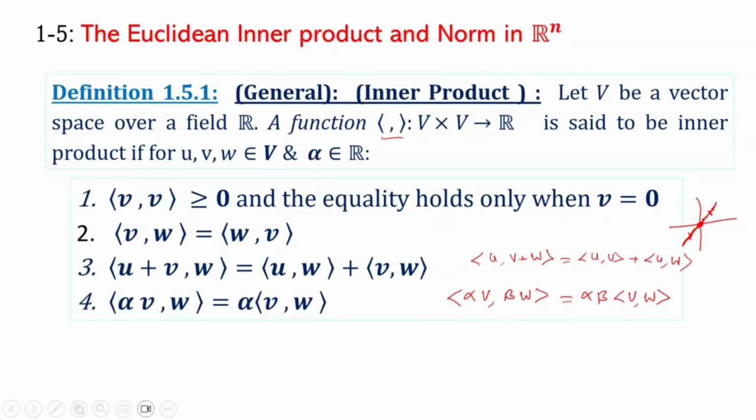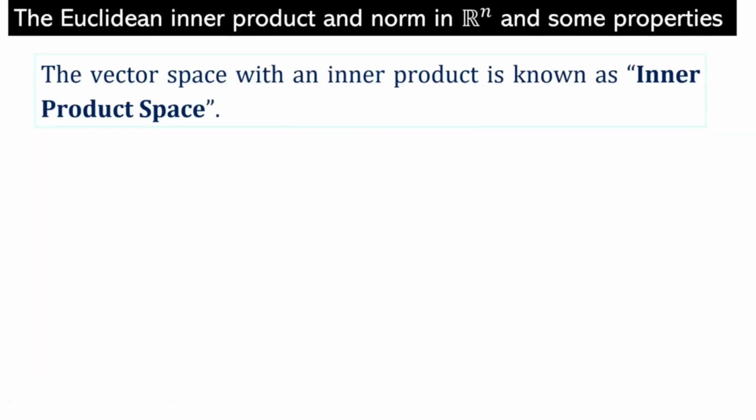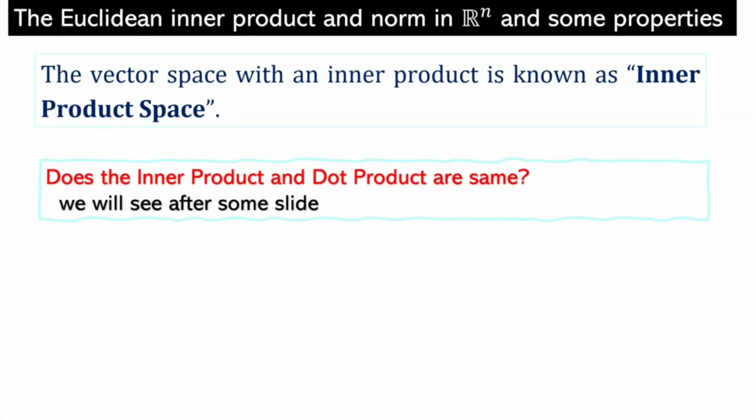So a vector space with this function satisfying all these four properties is known as an inner product space. Now one basic question is: are the inner product and the dot product the same? We'll see that after a few slides.